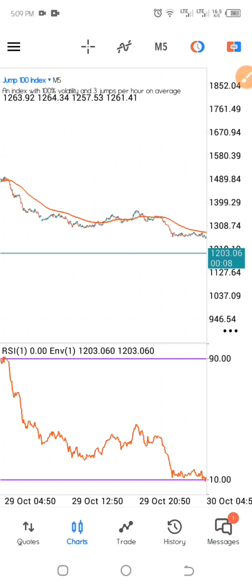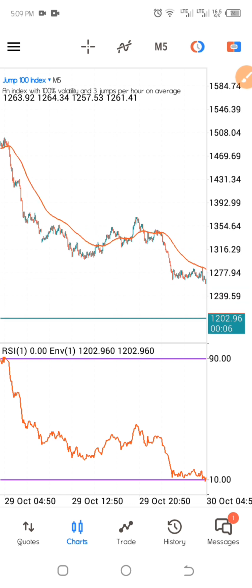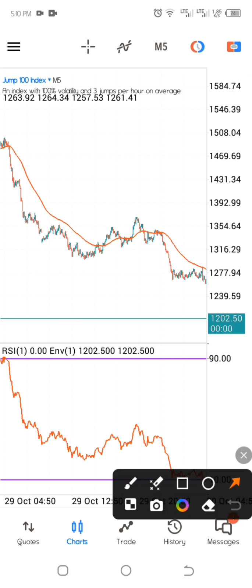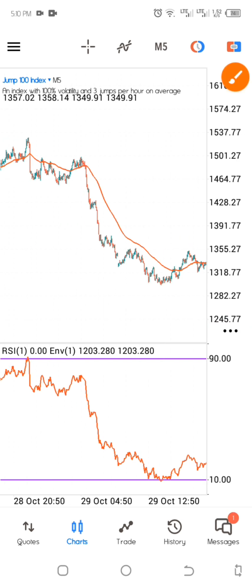Okay, so let's show you guys the settings for the strategy. We are just going to enlighten you about the settings we are dealing with. Now this line you are seeing right here is just an RSI line. The line you are seeing inside is the envelope line, and this line right here also is an envelope line. Very simple strategy.